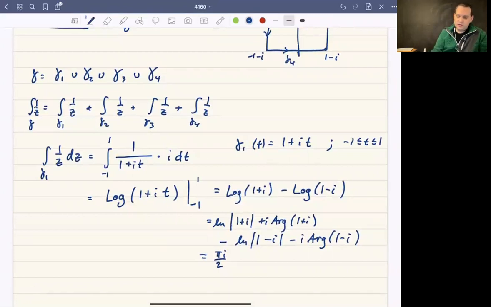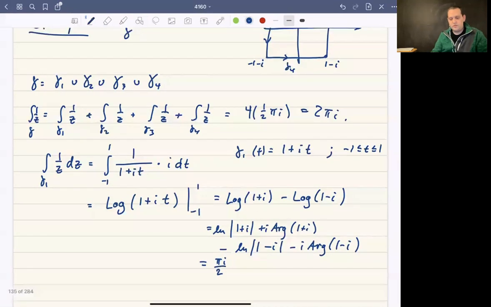And it turns out when you integrate all of these, you'll end up with pi i over 2 times 4. So this entire integral is going to be 4 times 1/2 pi i, in other words, 2 pi i. Okay, and so that's how you would evaluate this integral over the square.